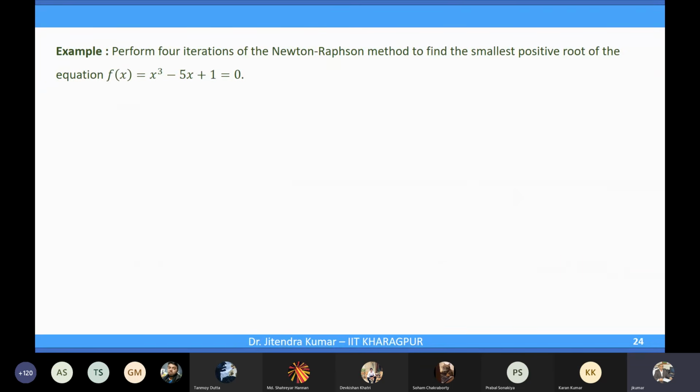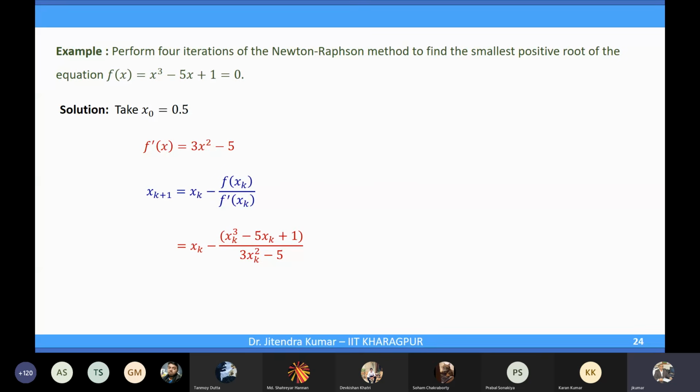Let's go straight to an example here, and then we will discuss those special cases. Perform 4 iterations of the Newton-Raphson method to find the smallest positive root of this equation. Take the initial guess as 0.5. You can take anything, since the root is between 0 and 1. We have taken 0.5 here. F prime is this, and your iteration scheme is here. Then you just apply this scheme to get the next values.